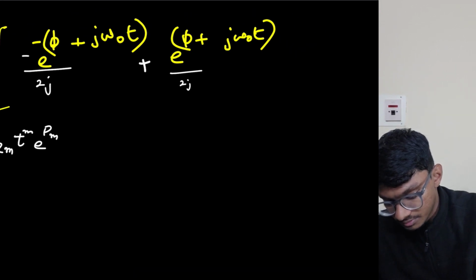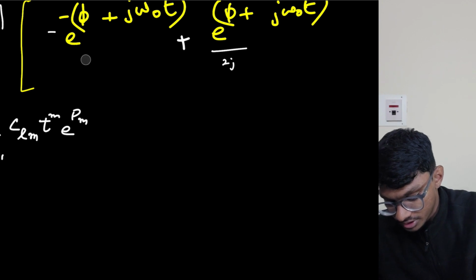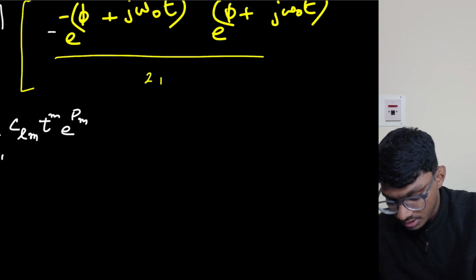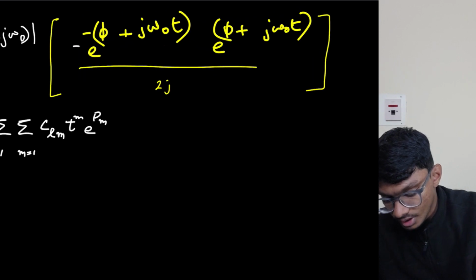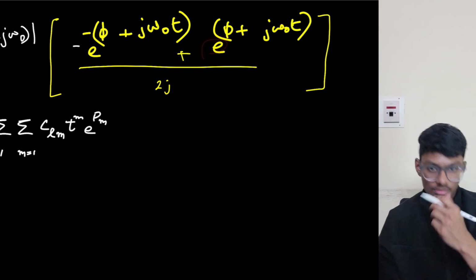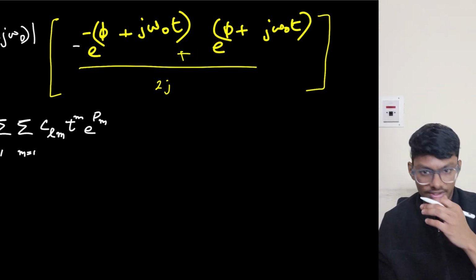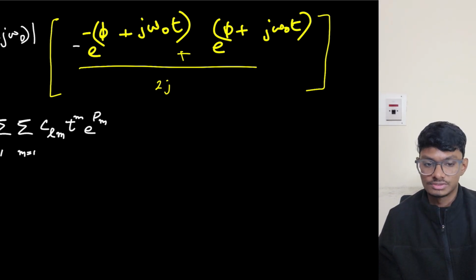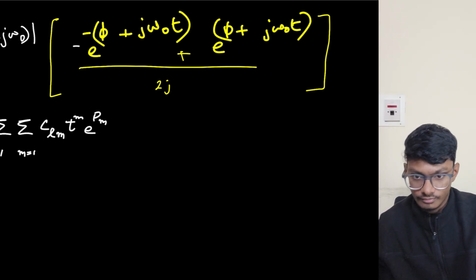Is this looking familiar to you? If I make this one denominator, 2j is the same for both of them. If I make it a single denominator, what can I observe here? I can observe that this is plus actually. This is e raised to power plus jt minus e raised to power minus jt. So what is this form basically? This form is of sinusoid.